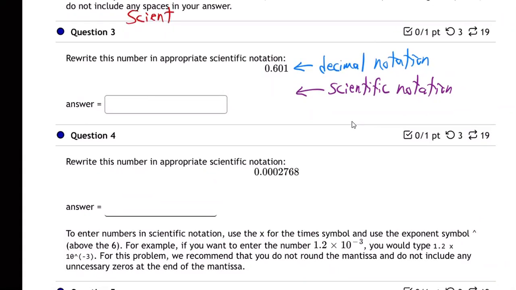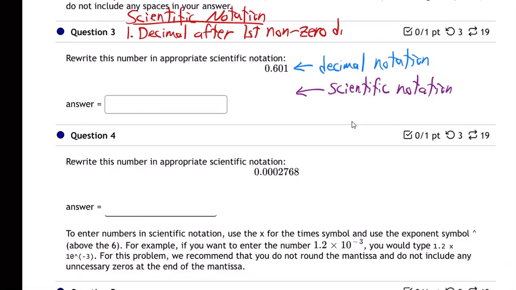Scientific notation has two parts to it. Number one, you've got to have the decimal after the first non-zero digit times 10 to some power. So that's what it means to be in scientific notation. The decimal has to be after the first non-zero digit times 10 to some power.